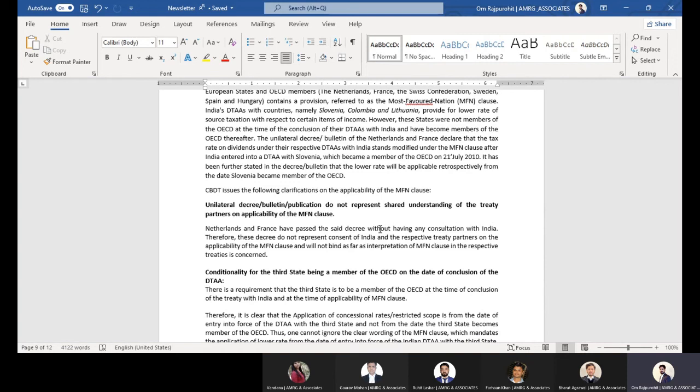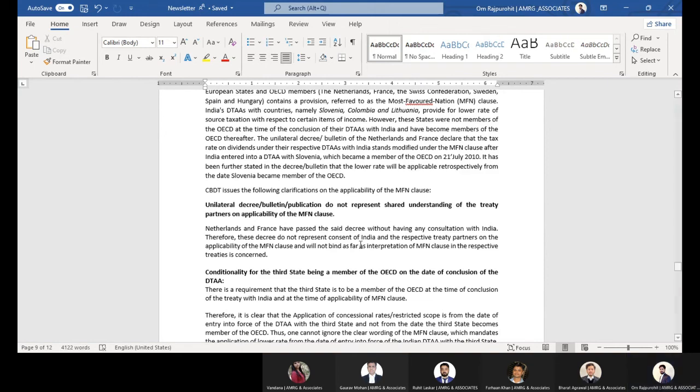First, unilateral decree, bulletin or publication does not represent the shared understanding of the treaty. What this means is that if any one country passes a unilateral order in their respective country, like the Netherlands department has passed an order without discussing with the Indian counterpart that the MFN clause can be invoked, then this will not be treated as a basic or prerequisite condition to invoke the MFN clause.